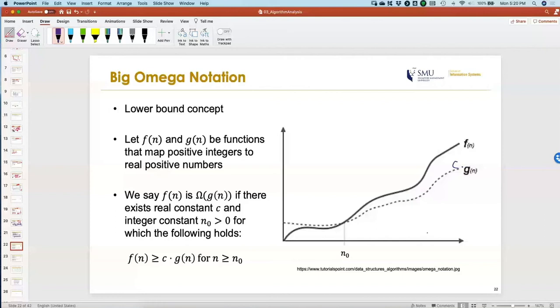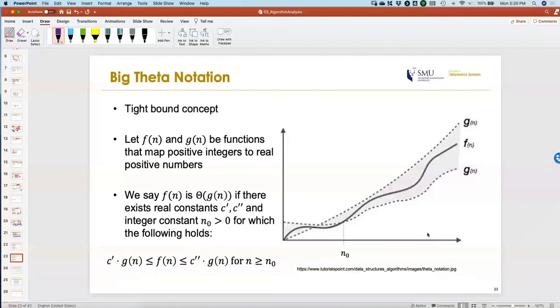Theta means, in this case, a tight bound. You bound it below, you bound it above. So we can express the function f(n) to be between c' of g(n) and c'' of g(n) again, right? Which means that f(n) more or less grows at the rate of g(n). Now, to be able to say this is a good thing, because in that case you have found a function g(n) that is pretty characteristic of f(n) itself.